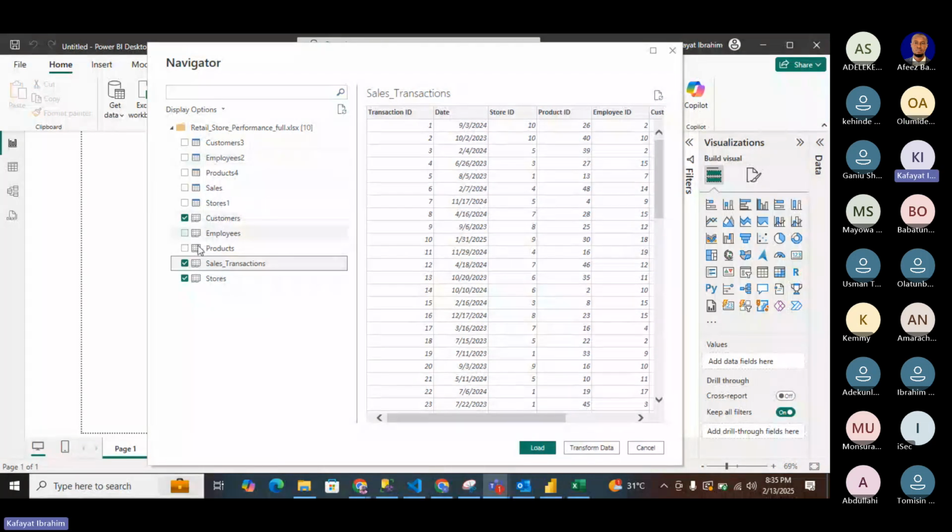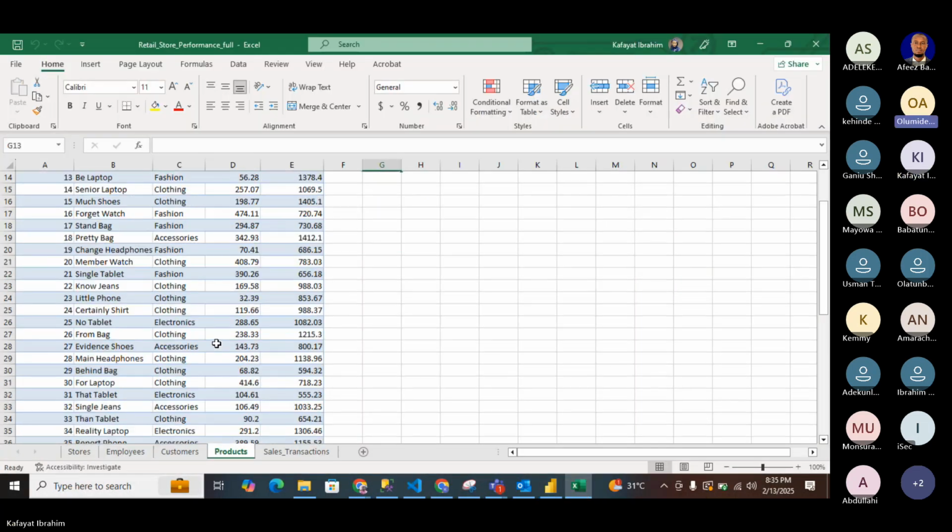Are you getting my point? Why is it sheet instead of the table? I just decided. I can still use the table. There's no issue. So what you are trying to create is an insight or relationship between these 1, 2, 3, 4, 5, 6.